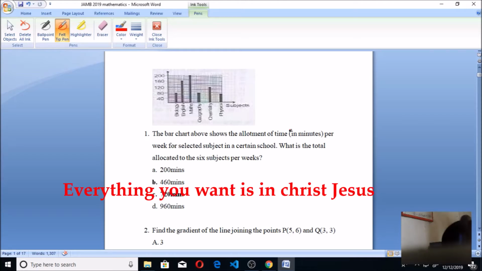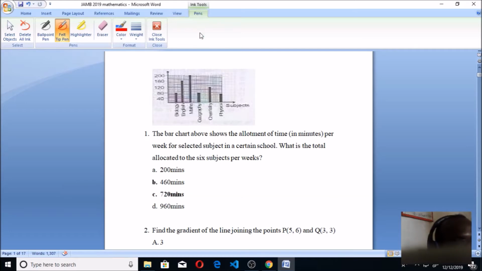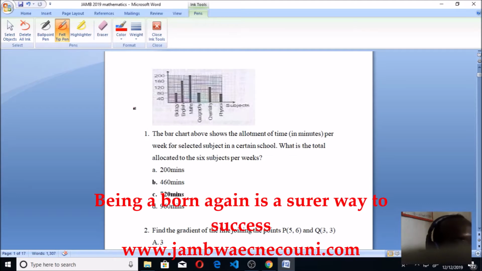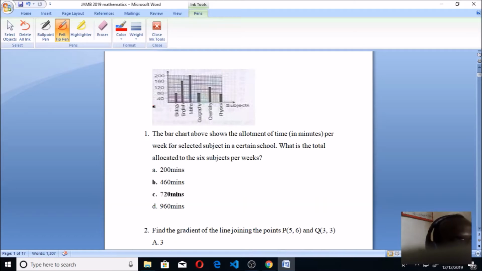We're going to be taking our preparation from there. So we are having this question. The bar chart above shows the allotment of time in minutes per week for selected subjects in a certain school. What is the total allocated time for the 6 subjects per week? So we are going to try to solve this.